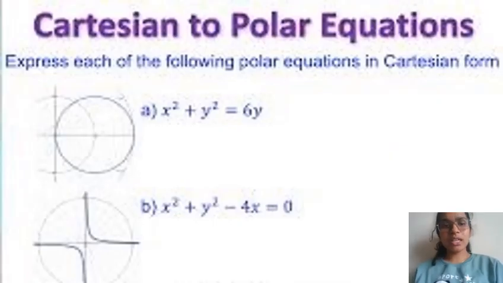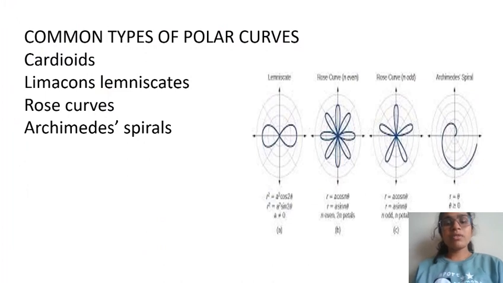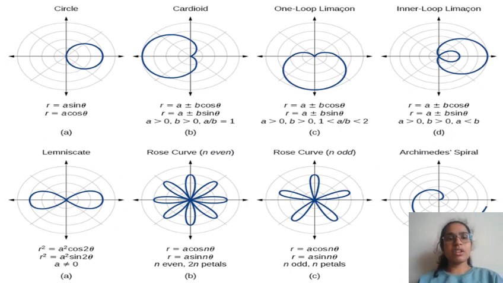Cartesian to polar equations. Common types of polar curves: cardioids, limacons, rose curves, Archimedean spirals. These are a few types of curves: circle, cardioid, one loop, inner loop, rose curve (even rose curve and odd rose curve), and Archimedean spiral.